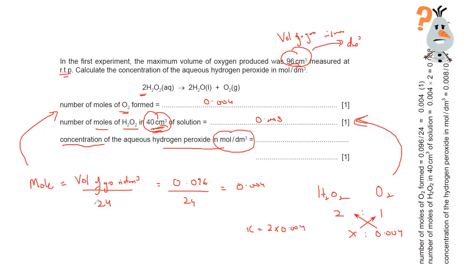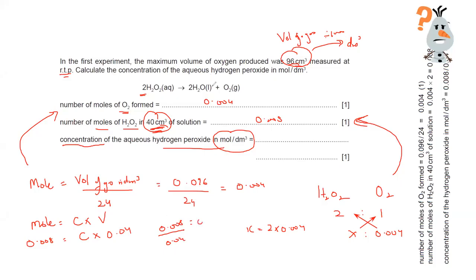So how to get the concentration? The formula is moles equals concentration times volume. The moles of hydrogen peroxide is 0.008. Concentration we don't know. And the volume of hydrogen peroxide is given, 40 cm³ solution. So it should be in dm³, so it will be 0.04 because we divide by 1000. And 0.04 is multiplied on one side, so on the other side it will divide. So it will be 0.008 divided by 0.04.